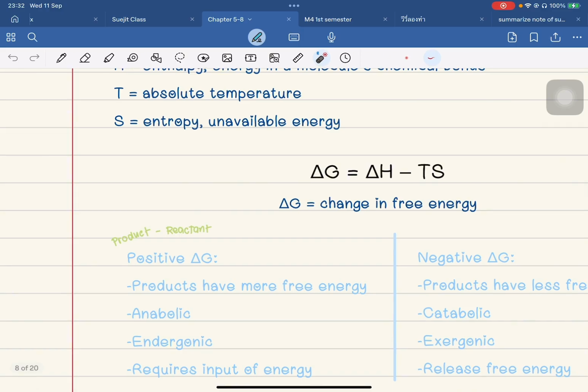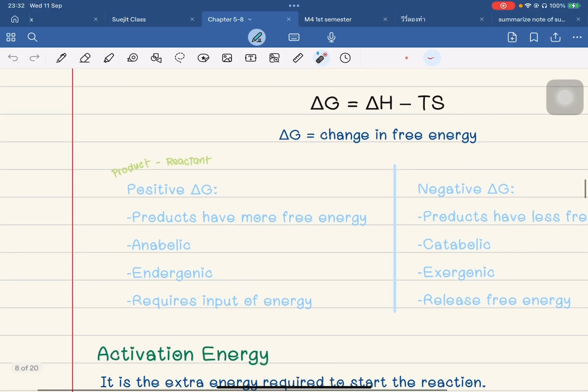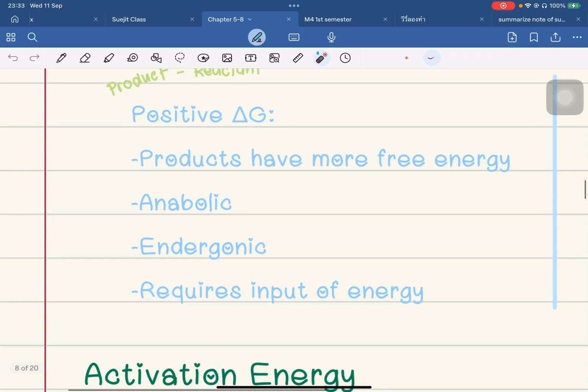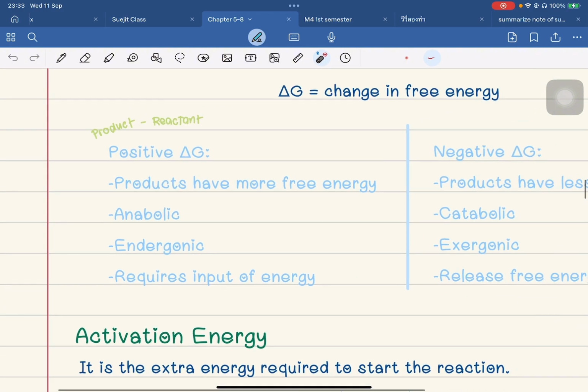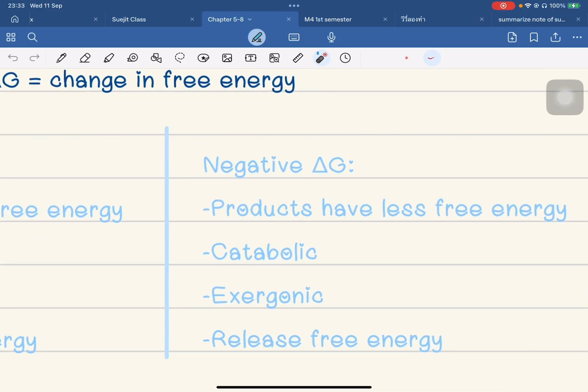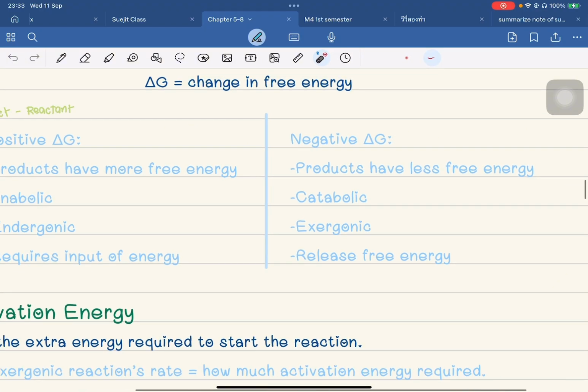After we do this process, we will know that if delta G is positive, the products have more free energy. It is anabolic and also endergonic, and this requires an input of energy. But if delta G is negative, they produce less free energy. They are catabolic and also exergonic, and they release free energy.